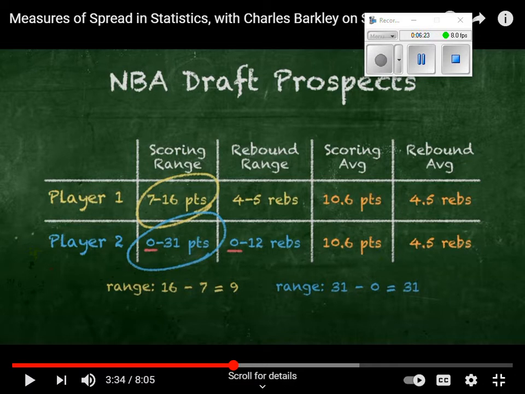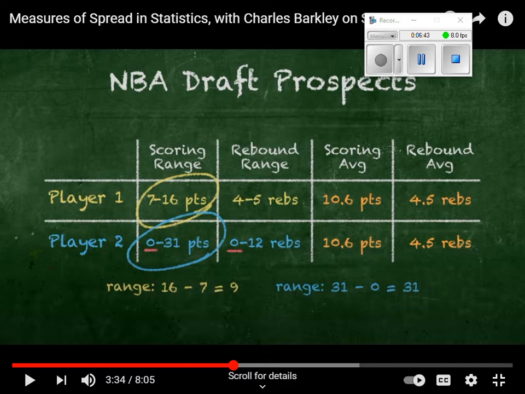Player one only had a range of 9 points because they went from 7 to 16 versus player two. Sometimes he was awesome with 31, but other times he was at 0, right? So his range was a lot higher. That means his data was way more variable than player one. Does that make sense, you guys?